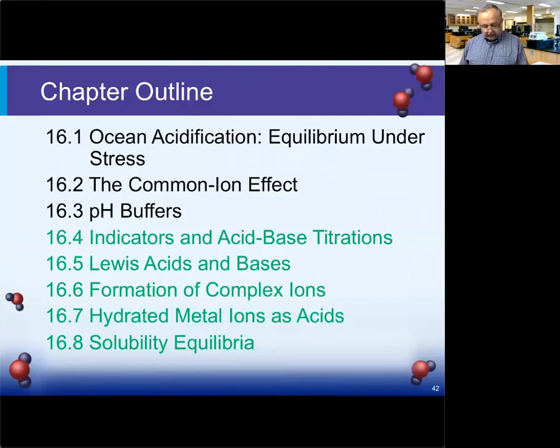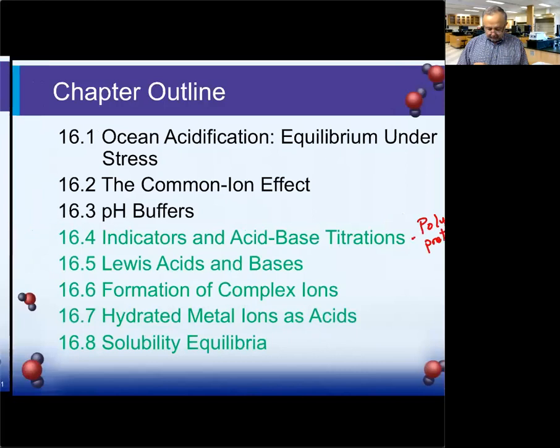So let's get started on today's subject, which is going to be, again, acid-base titration for polyprotic acids. Poly means many, protic means protons. So these are acids that contain more than one hydrogen, and they dissociate more than one hydrogen. Then we're going to go into Lewis acids, formation of complex ions, hydrated ions as acids, and the solubility of salts. Sounds like a lot, but it's not much really.